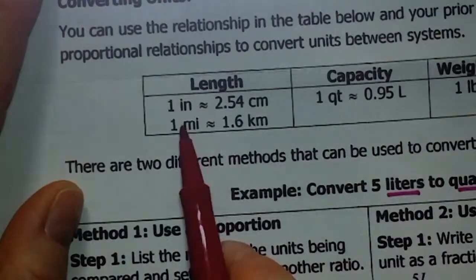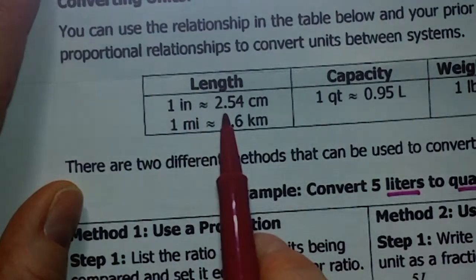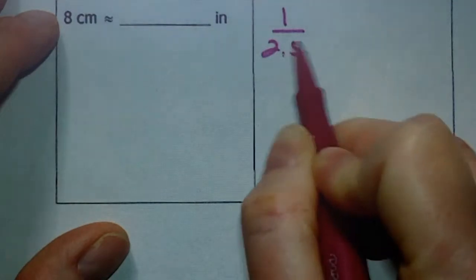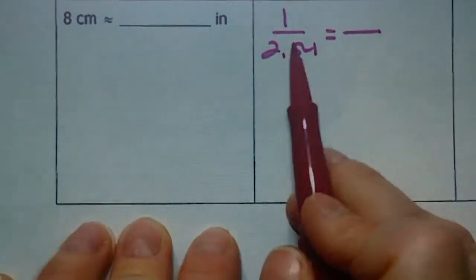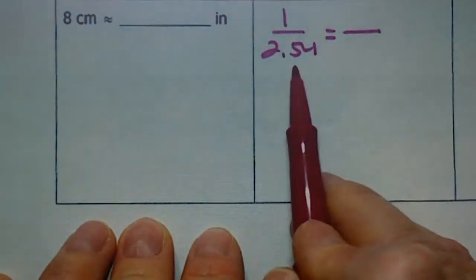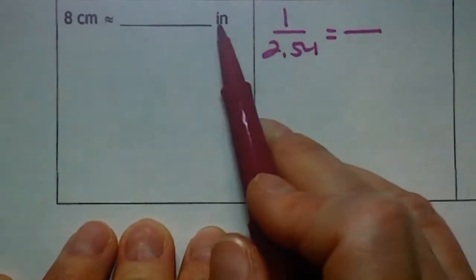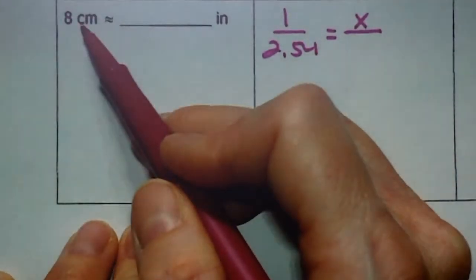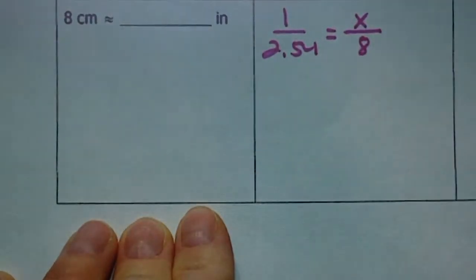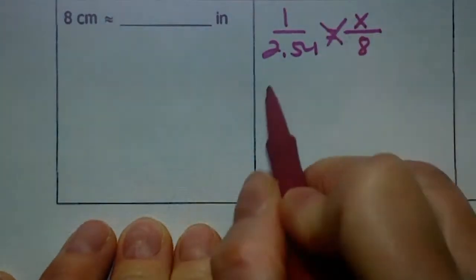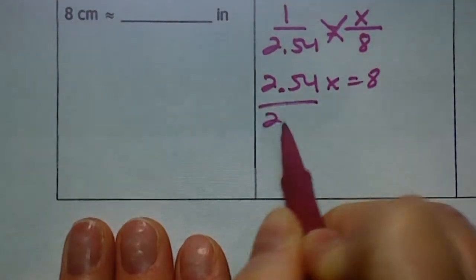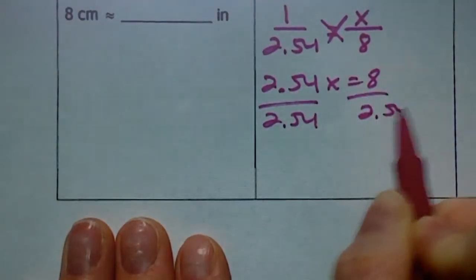So when I look at my chart on the front, I can see that 1 inch is about 2.54 centimeters. So I can say 1 over 2.54, which is 1 inch per 2.54 centimeters. The inches are what's unknown, so my variable is going to be on the top this time. I'm given the centimeters, so I'm going to put centimeters across from centimeters. All right, crisscross it. 2.54x equals 8. We're going to divide each side by 2.54.